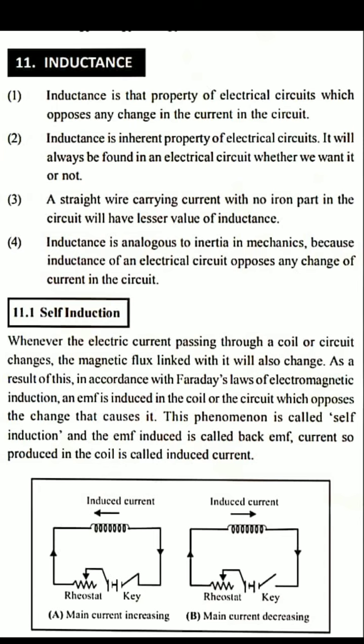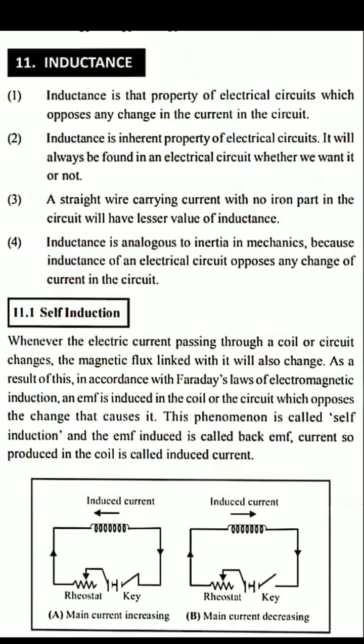Due to the change in the magnetic flux, a back EMF, that means an EMF in the opposite direction, is induced in the coil. This EMF is called self-induced EMF or back EMF, and this total phenomenon or process is called self-induction. So self-induction is the phenomenon of production of induced EMF in a coil when a changing current passes through it. I hope it is clear to everyone.